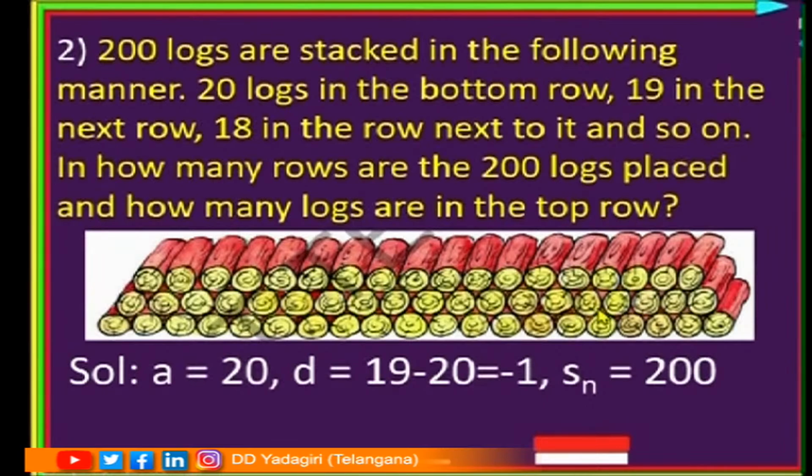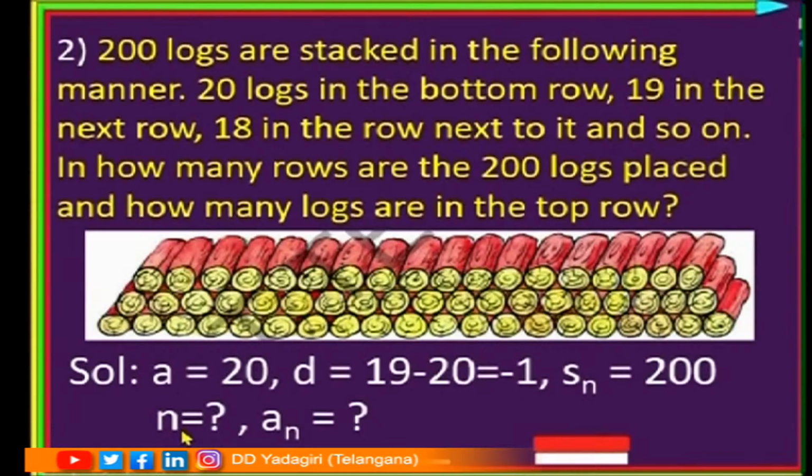Like that we have to place in the bottom row 20, in the next row 19, 18, 17, like that. How many logs do we have to place like that? There are 200 logs. The total number of logs is 200. We have to arrange those 200 logs in rows. So the question is, in how many rows can we arrange those 200 logs? And one more question, that is, in the top row, how many logs are there? Okay, so let us solve.